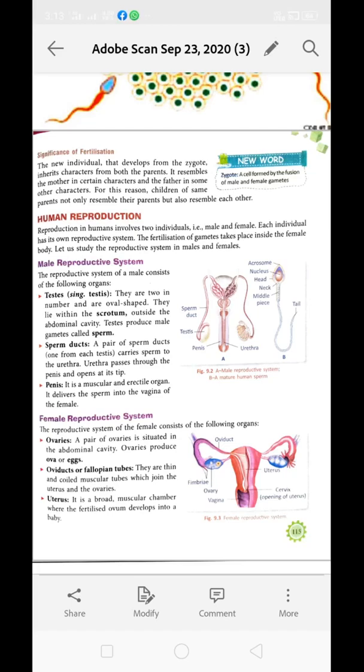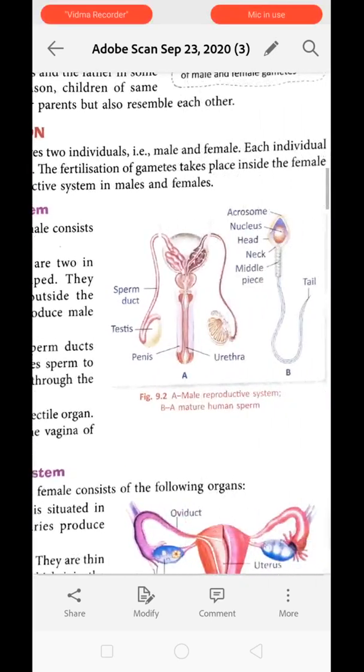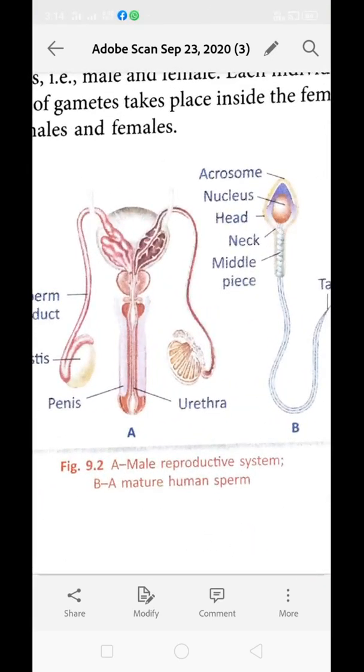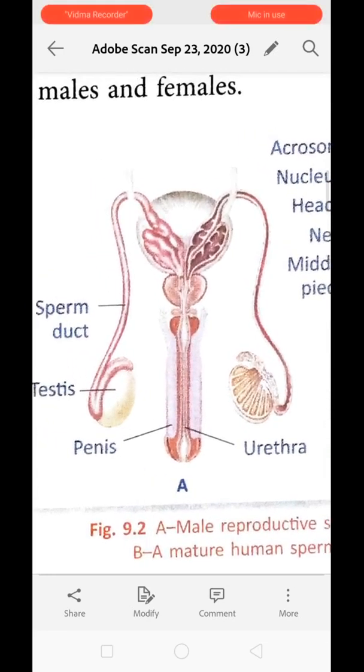In the case of humans, two individuals are needed to reproduce a new young one, that is a male and a female. Each individual has its own type of reproductive organ, its own reproductive system. The fertilization of gametes takes place inside the body of the female. Clear? Now, what is the male reproductive organ? You can see over here. This is what a male reproductive organ looks like.